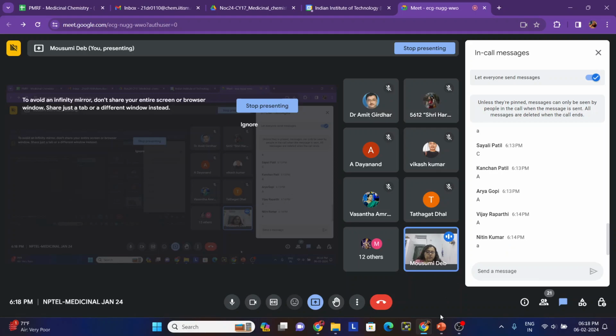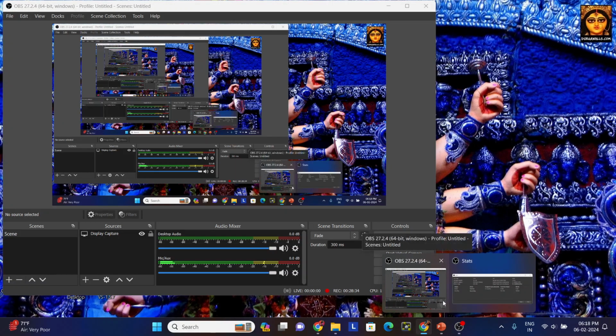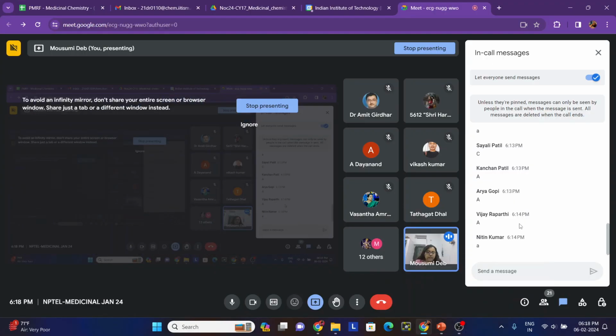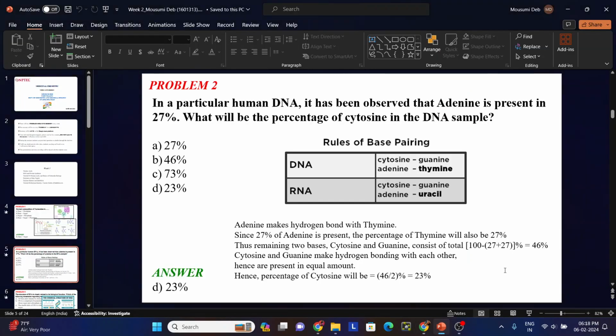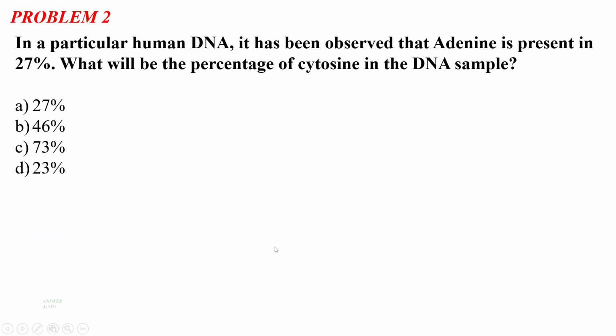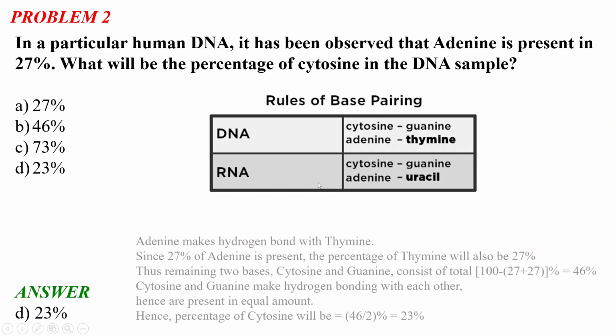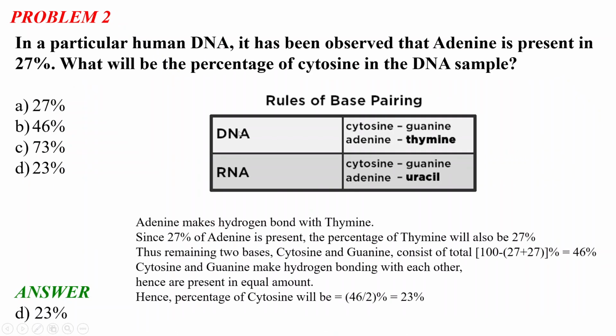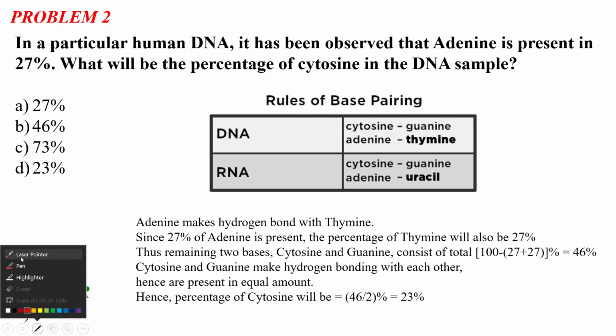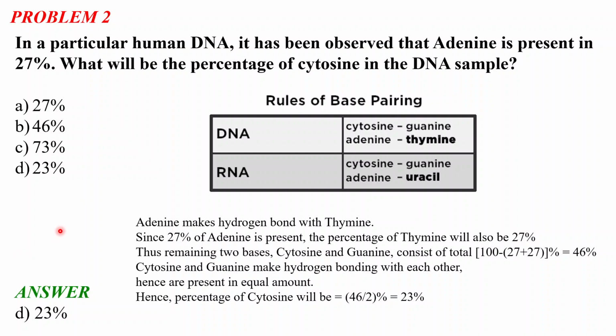So is it clear to you, or do I need to repeat it? Okay, thank you for your response. Since it is clear, just remember this base pairing rule, and if any question of this type comes, you can solve it easily if you remember this base pairing rule. Okay. So now I will move forward to the next question.